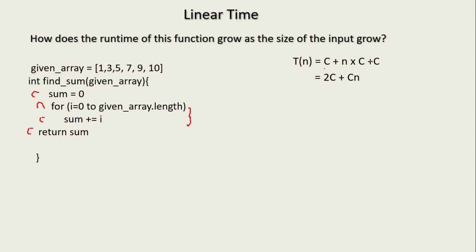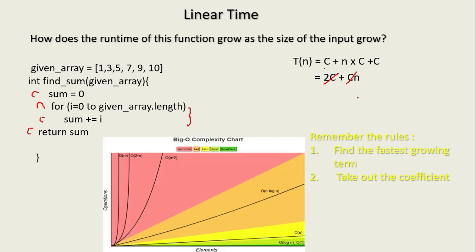Now, the result will be, we combine the C with C to C plus Cn. Now take a look at the rules. You have to take out the coefficient. So we can take out the coefficient. Here is the coefficient, as well as the constant is the same. So we only have the n. As we can see here, linear time. Okay. So here we only have n. This n, we can put it inside the O, so it looks like this, O(n), and it's linear time.